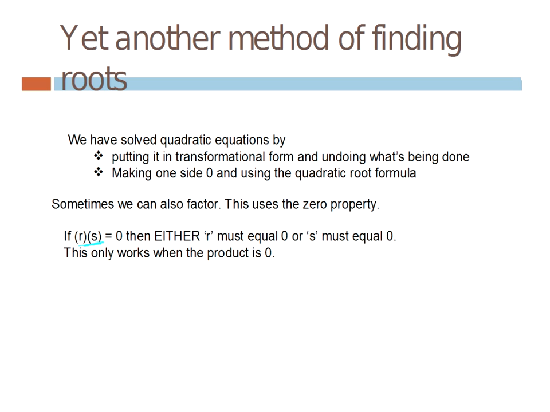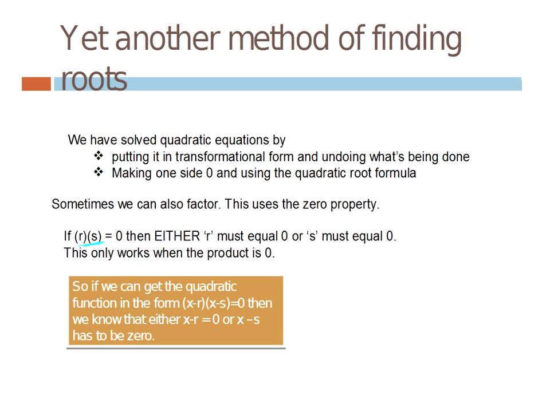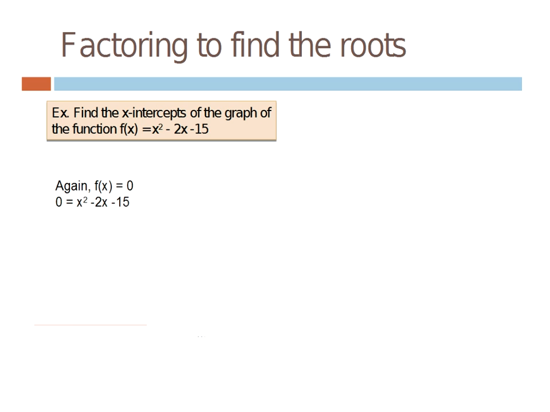And so if we can get the quadratic into the form (x minus r) times (x minus s) equal to 0, then we know that one of those factors has to be 0. And so this is called factoring. Now again, it doesn't always work. But if we take our question again, solving the x-intercepts of this function, we can now factor. Now how we factor is you recognize that we're looking for this form.